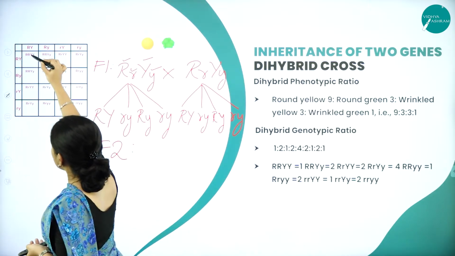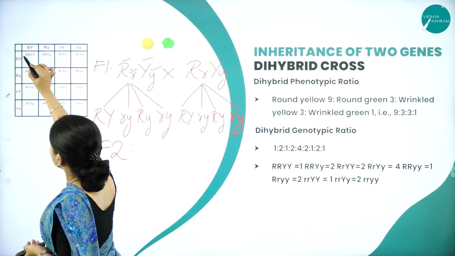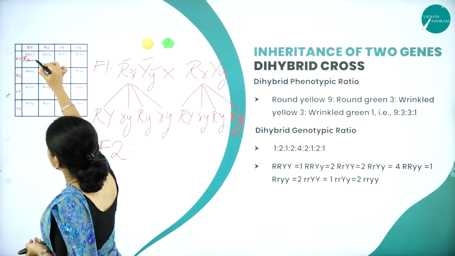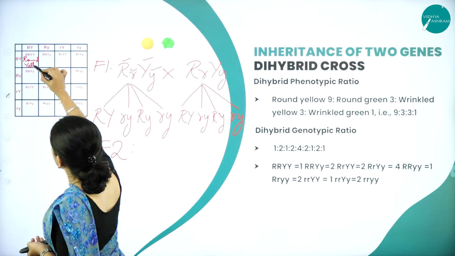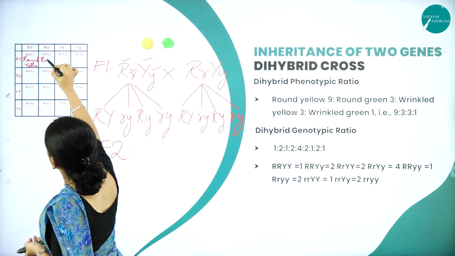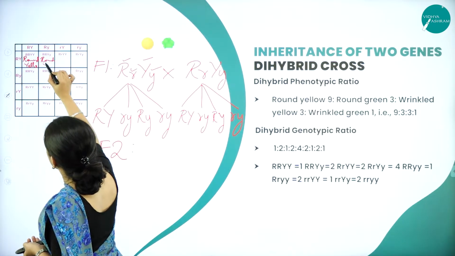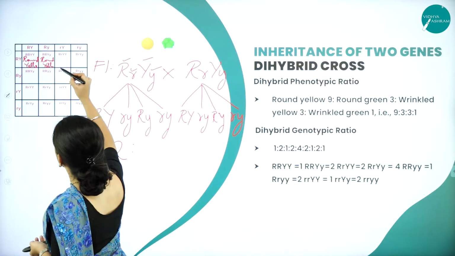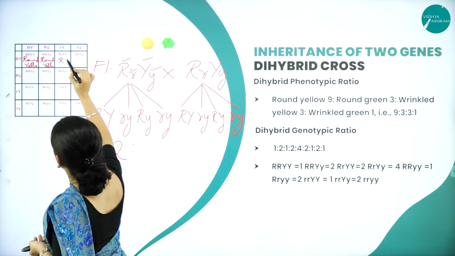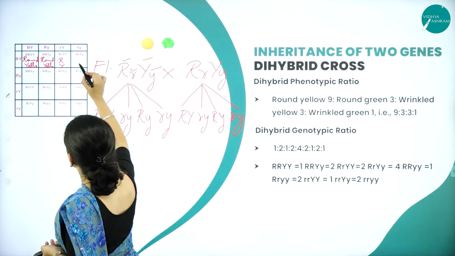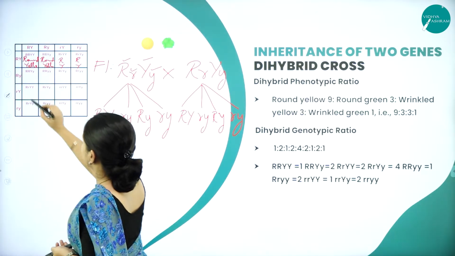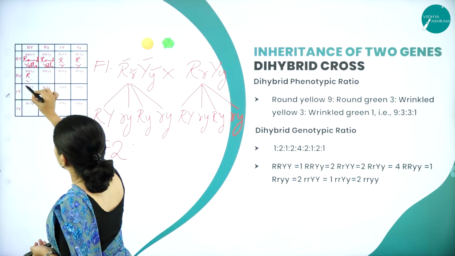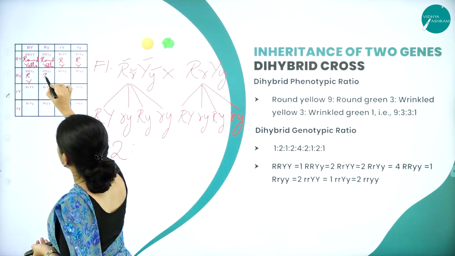So here they produced round yellow seeds. The seeds were round and yellow. Again here the seeds were round and yellow. Here also the seeds were round and it was yellow. Similarly here, round seeds, yellow color. Round seeds, yellow color. Again here, round seeds.